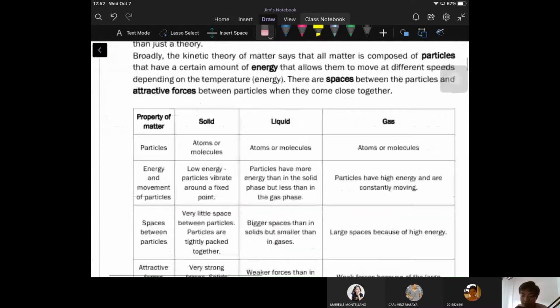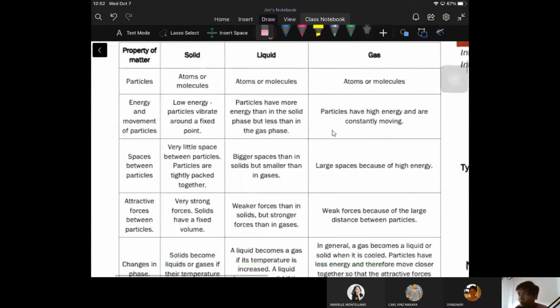Dito natin makikita yung mga properties ng matter at different phases. Yung number 1, particles, atoms, or molecules lang yung mga nandyan. So, sila yung mga pwedeng hiwa-hiwalay. Pwedeng sila yun, dikit-dikit. Okay. So, punta tayo sa next property. Energy and movement of particles. So, according dito, matter that exist as solid have low energies. Mababa yung energy nila.